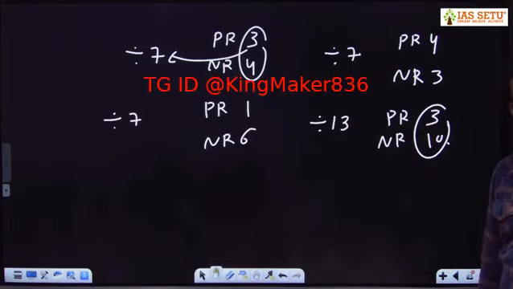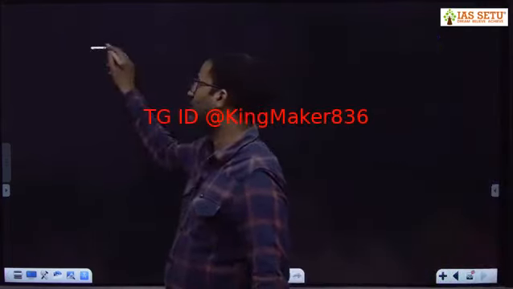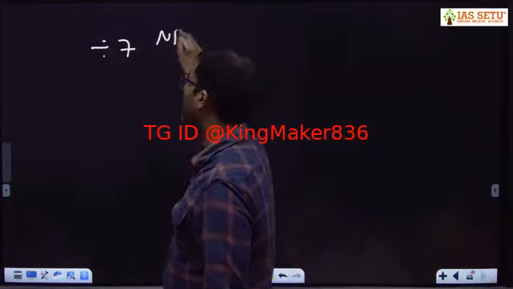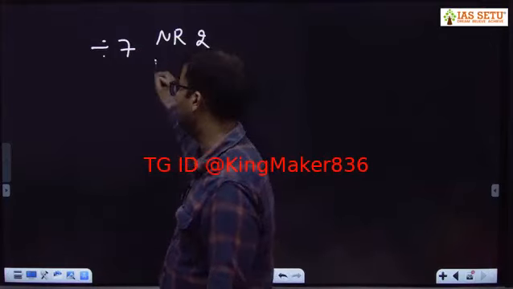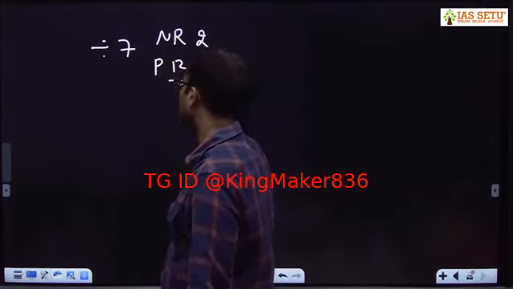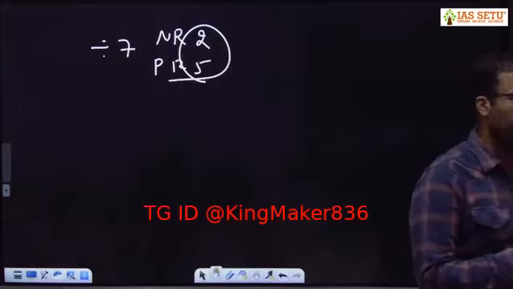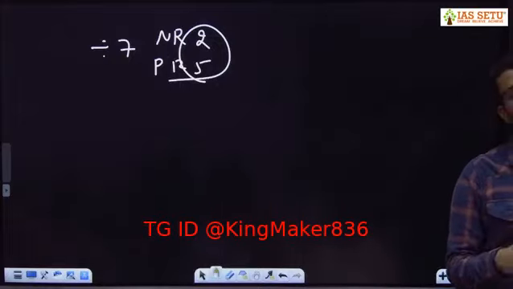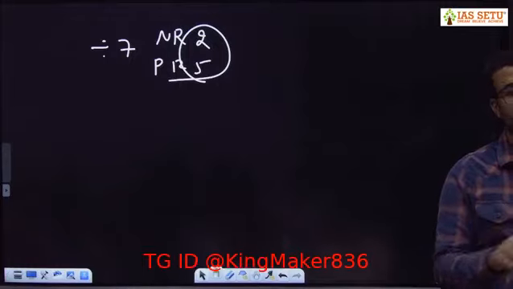If negative remainder is given, you can find positive remainder. Like if I divide a number by 7, if negative remainder is 2, can you tell me what will be the positive remainder? 5. So positive and negative remainder are complementary. Their total is always equal to the divisor. Because the number will not be given, the remainder will be given.